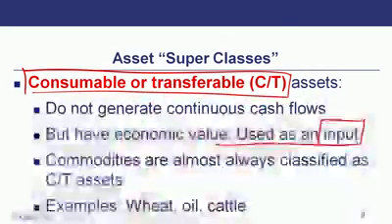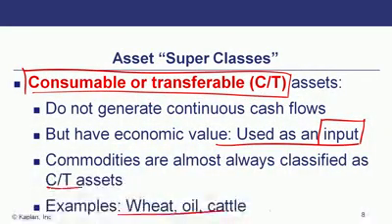No one eats cattle. They get butchered and you have meat. Those types of things, right? So they're an input into production somewhere along the line. Nobody eats oil. They use it to transport the food that they have to have. So commodities are almost always CT assets. So wheat, oil, cattle, those would all be CT.